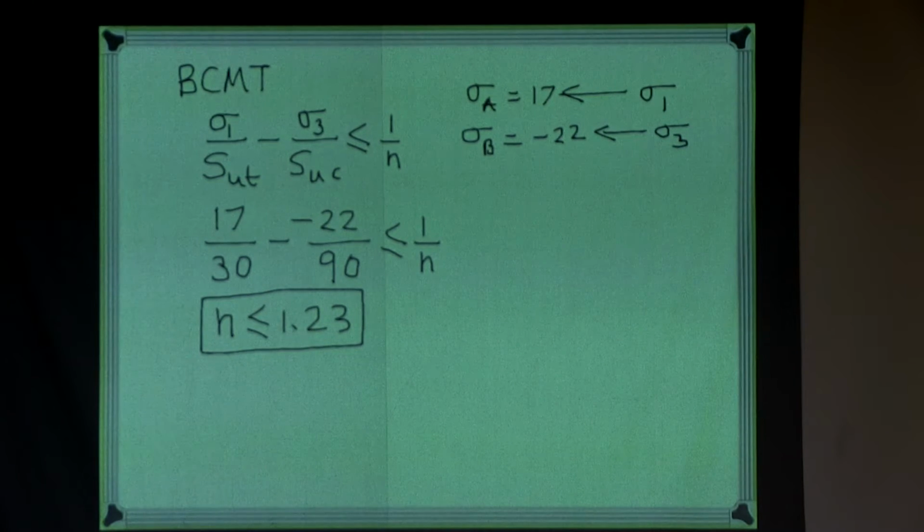Okay, and then let's keep this on the side. So let me write this down here. N is less than 1.23. Okay. Let's look at MMT now.